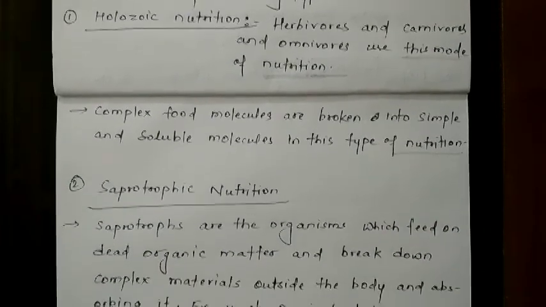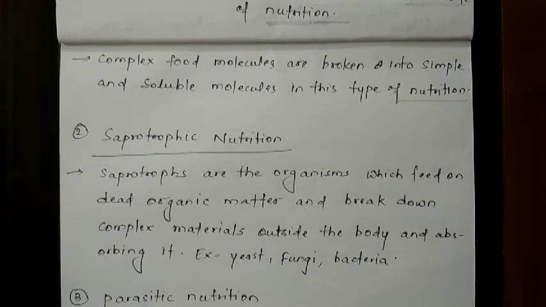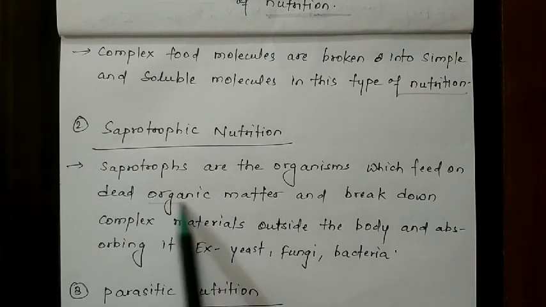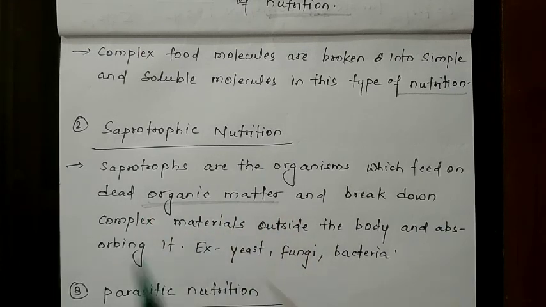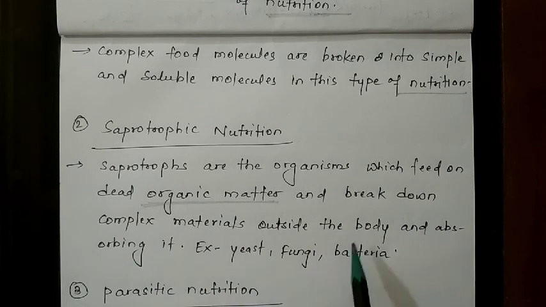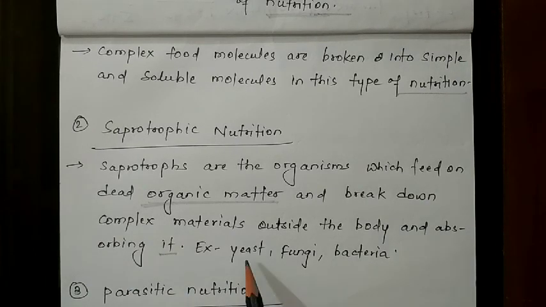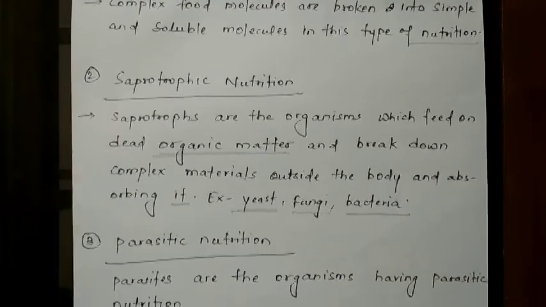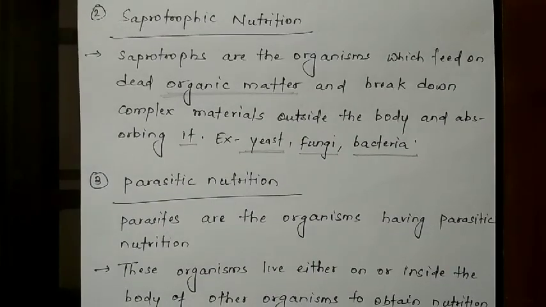Next one is saprophytic nutrition. In saprophytic nutrition, saprotrophs are the organisms that feed on dead and decaying organic matter. Means they mostly depend on dead and decaying organic matter and break down complex materials outside the body and absorb it. Okay, they break down outside the body and absorb it. You can take the example of yeast, fungi, bacteria. All these are saprophytes. Then the third one is parasitic nutrition.